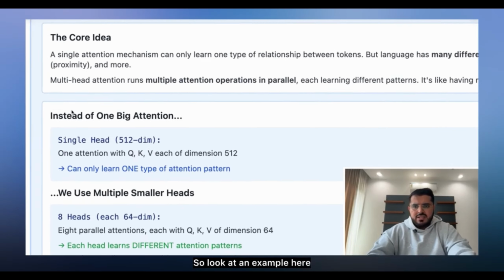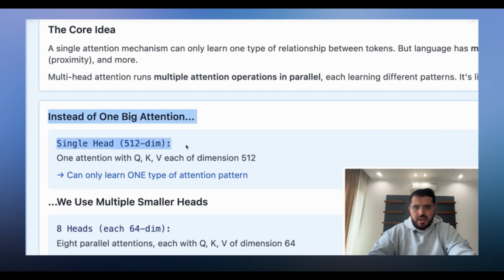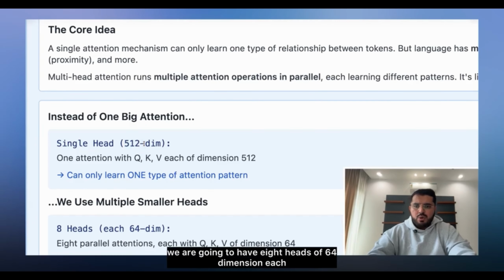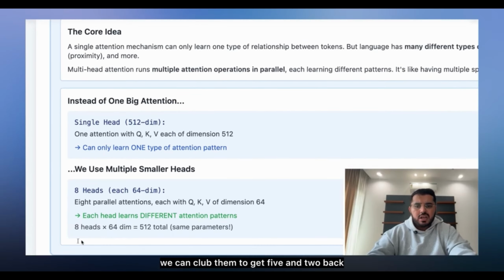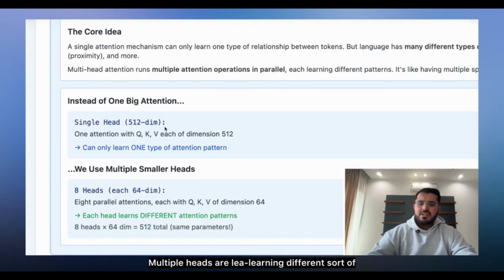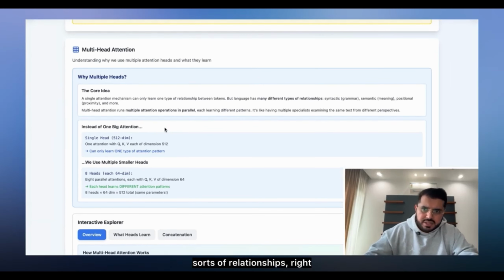So look at an example here. Instead of one big attention head, let's say of size 512, we're going to have 8 heads of 64 dimensions each, and then at the end we can club them to get 512 back, right? So the same number of parameters, but multiple heads are learning different sorts of relationships, right?